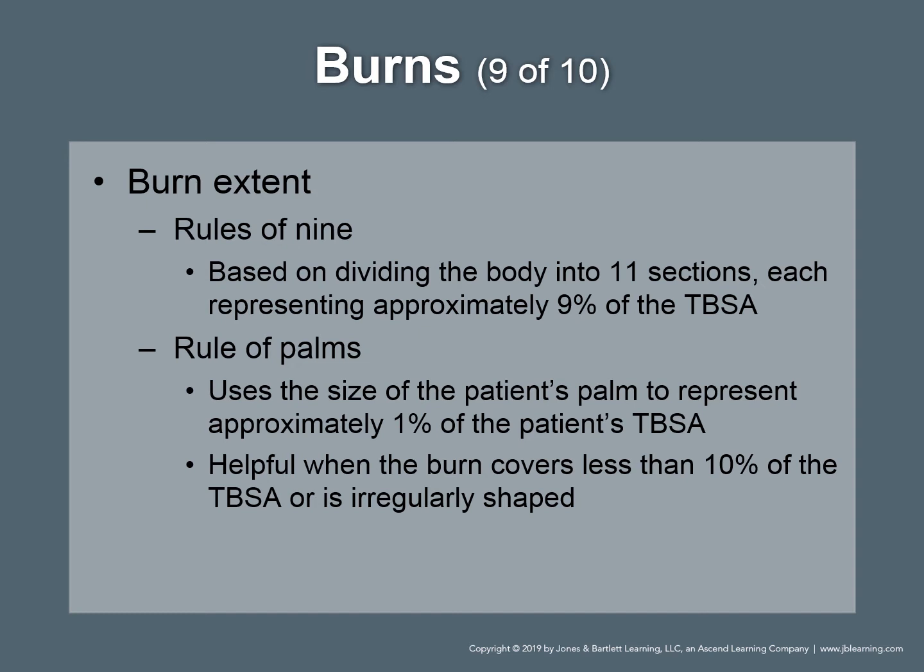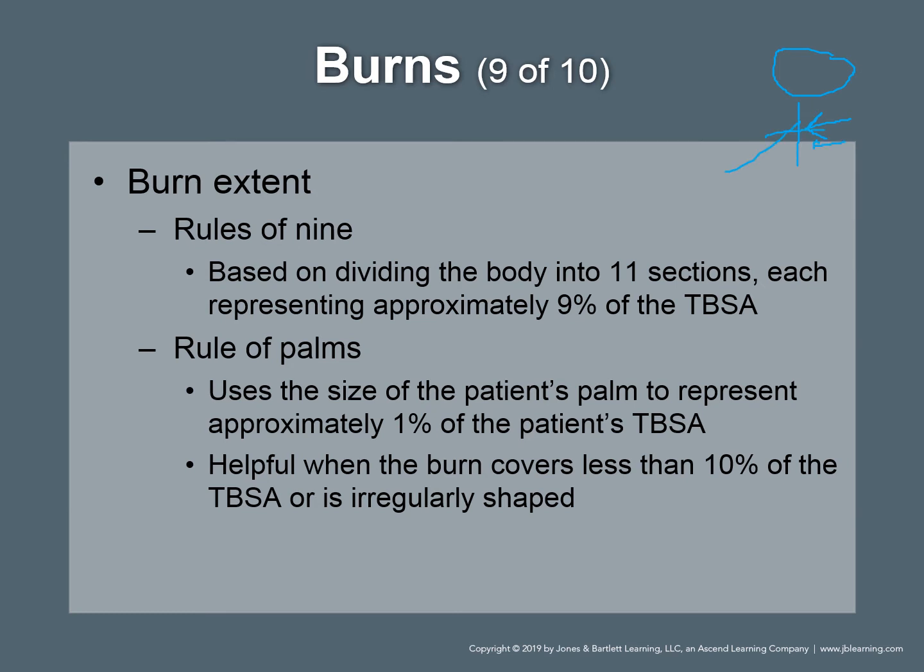Now, the rule of palms is that the palm of the hand, not the fingers, not the wrist, but the palm of the hand equals 1% of body surface area. Okay? And now the rule of nines says that every section of the body, or the 11 sections of the body, is worth about 9%. So the head is worth 9, the trunk, front side, is worth 18, with the chest being 9, and then the abdomen being 9.